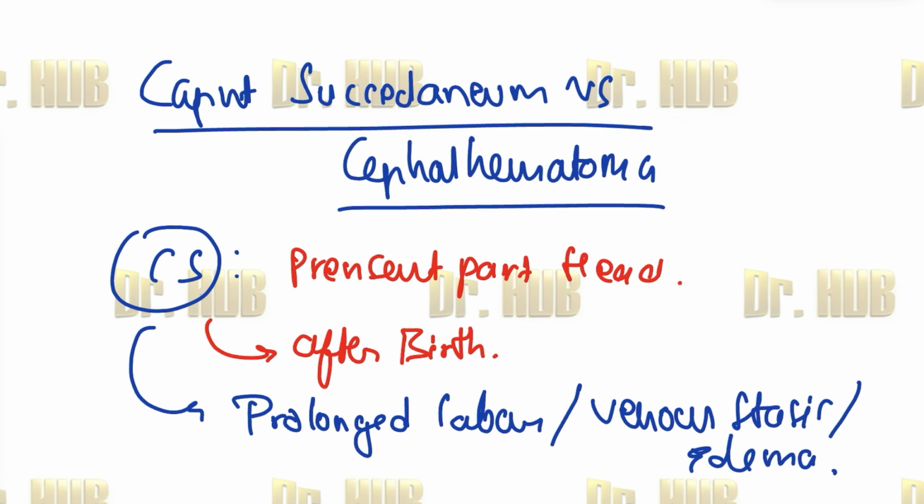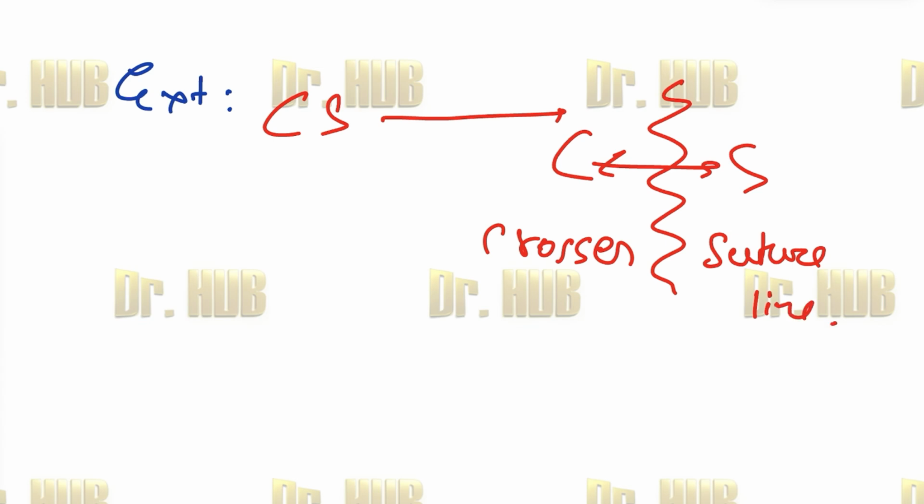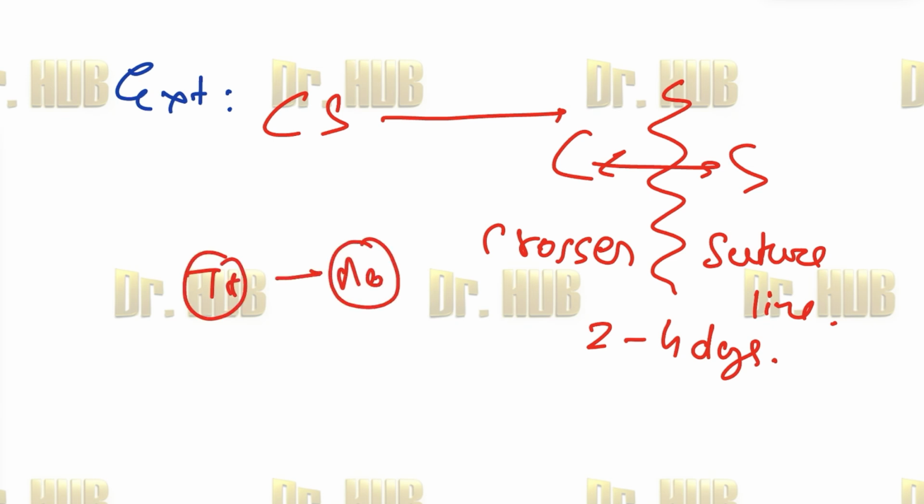So how does the Caput succedaneum extend? When you look at the extent of the Caput succedaneum, it involves both hemispheres, that is, it crosses the suture line. And the period of absorption is 2 to 4 days. When you look at the treatment, there is no treatment for the Caput succedaneum.